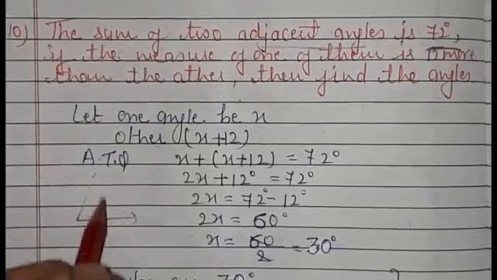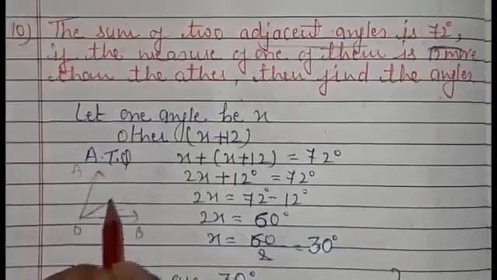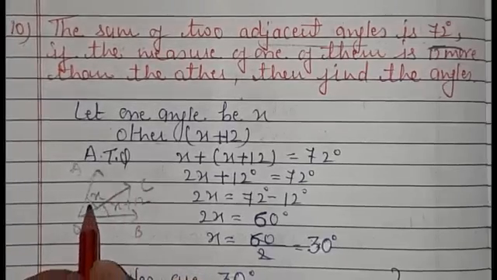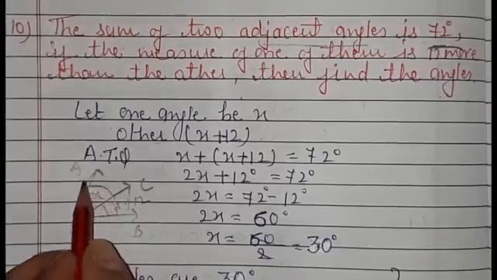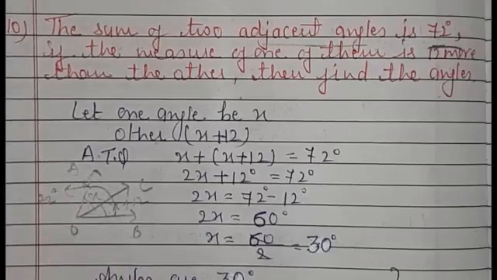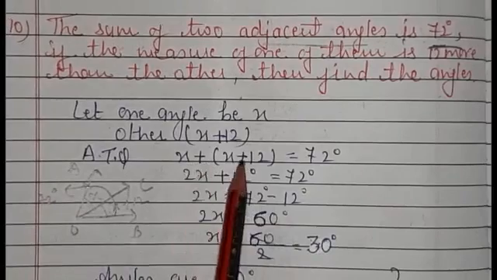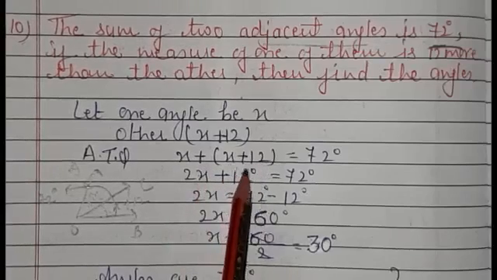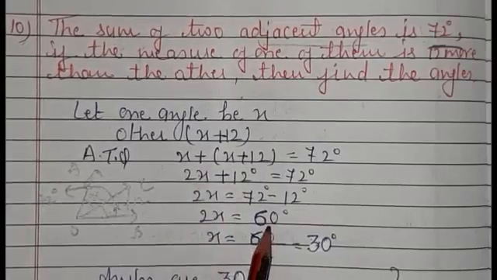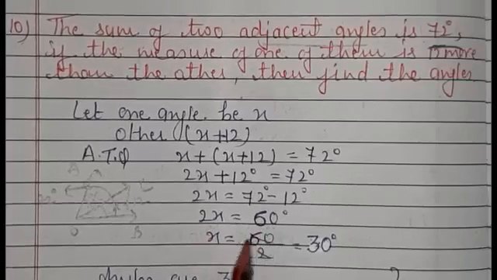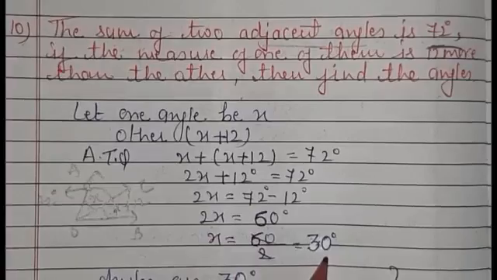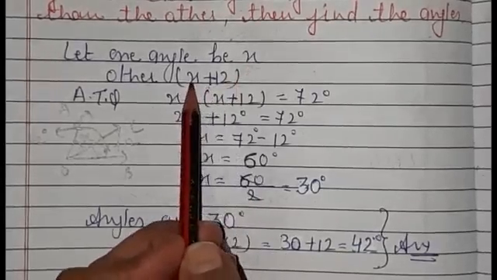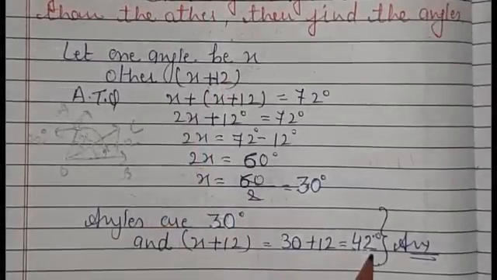Adjacent angles like AOB, if we divide it into two parts, this part is X and this part is X plus 12. So X and X plus 12, these two angles sum to, they are saying, 72 degrees, right? Now X plus X plus 12 is equal to 72. When we solve, X plus X is 2X, transpose 12 from the left-hand side to the right-hand side. When we subtract, 60 degrees will come. 2X is equal to 60 degrees, X is equal to 30 degrees, right? Now the angles are, one is 30 degrees and the second one is 30 plus 12, 42 degrees.